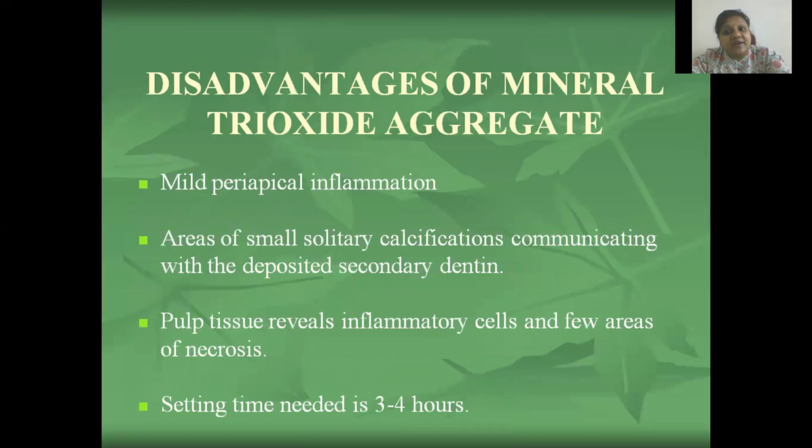What are the disadvantages of mineral trioxide aggregate? It causes mild periapical inflammation. There are areas of solitary calcification communicating with the deposited secondary dentine. Pulp tissue reveals inflammatory cells and a few areas of necrosis, and the setting time of this material is about 3 to 4 hours.